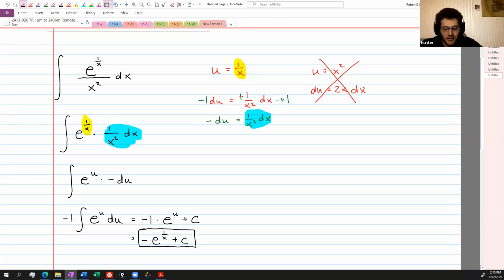I was off by a negative sign. I forgot that the negative would come out on that derivative. That derivative would come out negative.